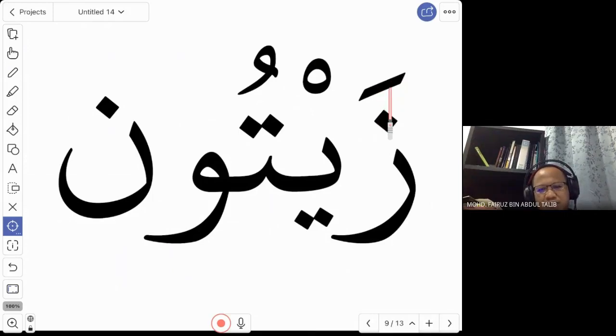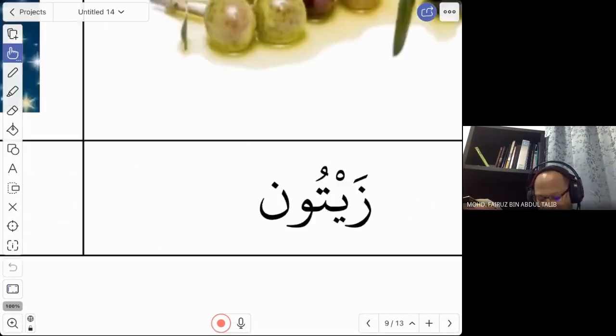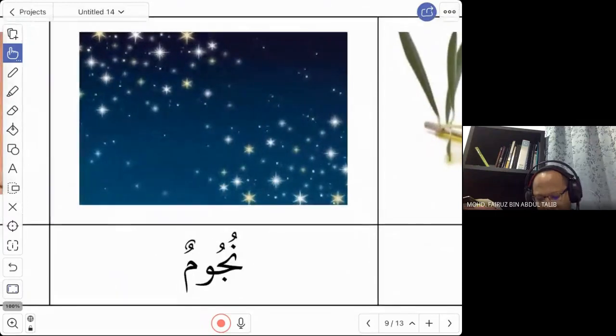So if you have a fathah before the ya, this is not a long sound. This is not the zee, you know. If you have it here, then yes, you say zeetun. But of course, this is zaitun. Yeah, zaitun. Correct. Okay, now here we have stars.